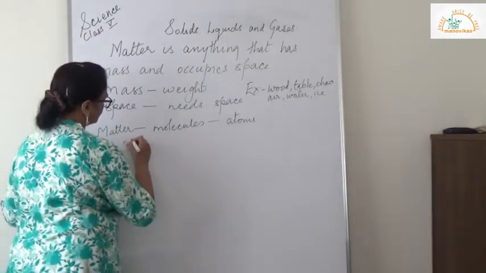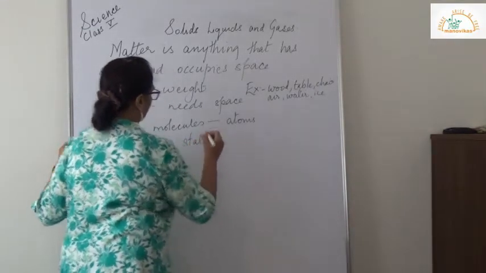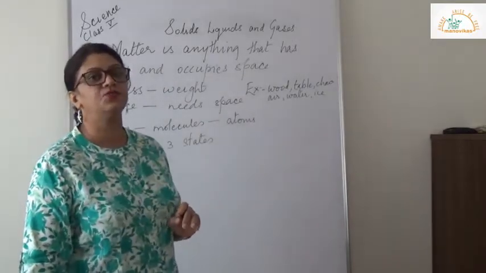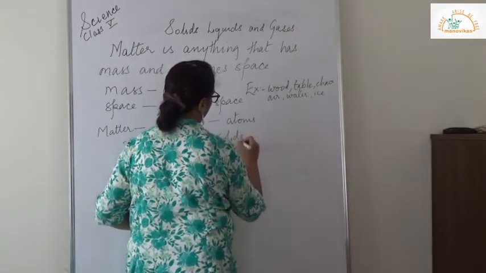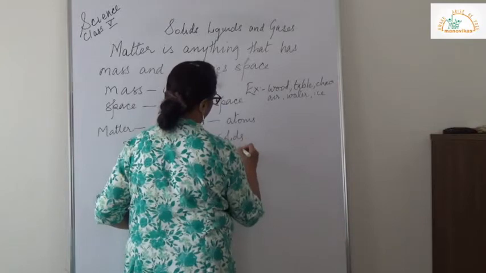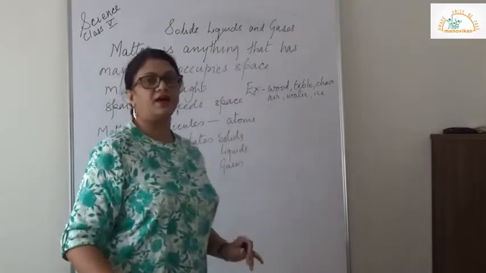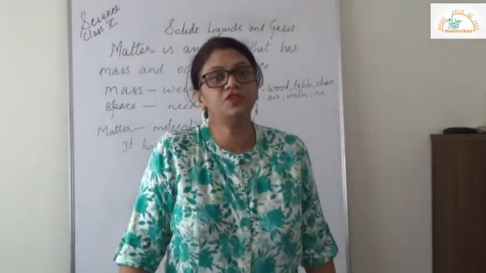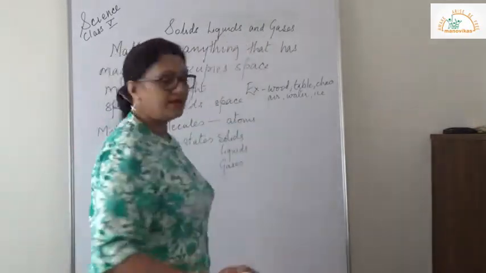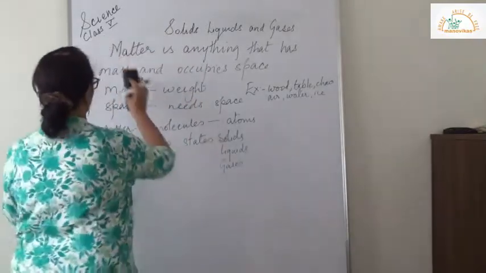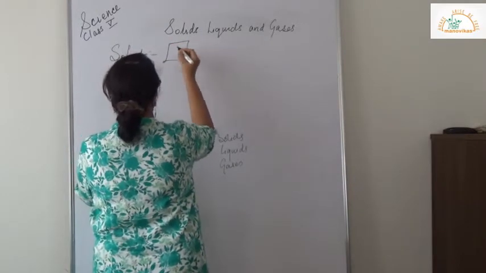Matter has three states. Which are the three states of matter? Solids, liquids, and gases. Now we are going to see what is the arrangement of molecules in each of these states. Let us first take solids. Now, the arrangement of molecules in a solid.